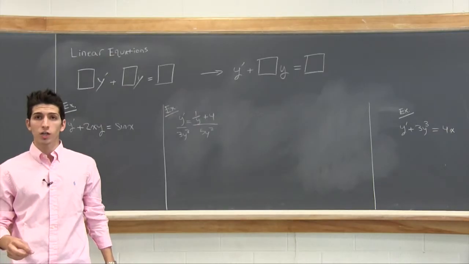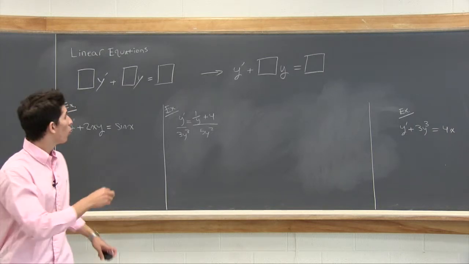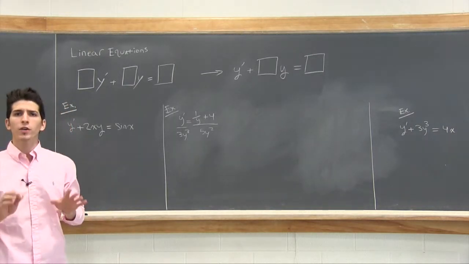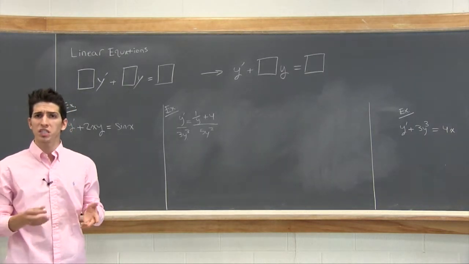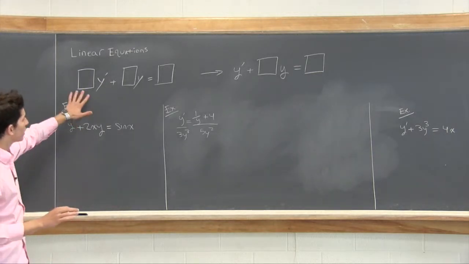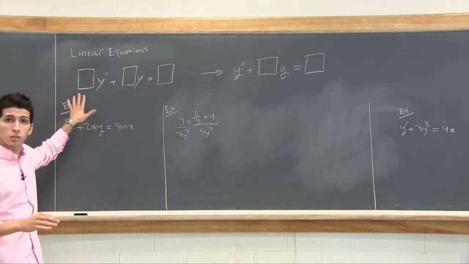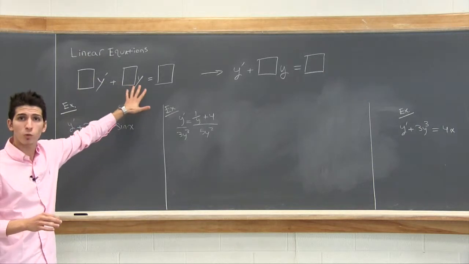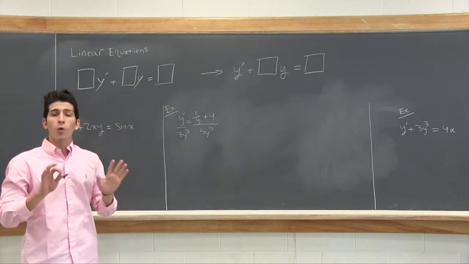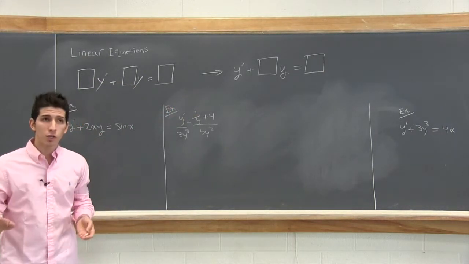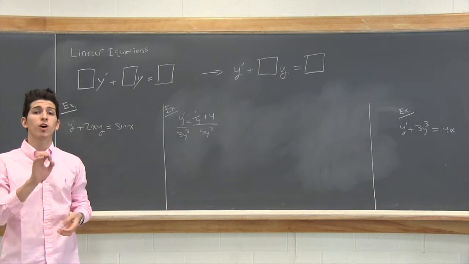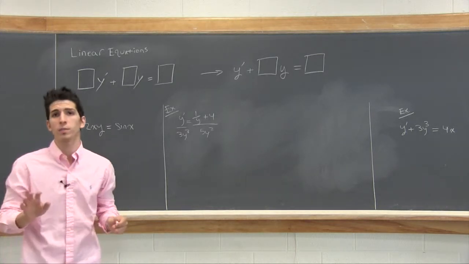Let's start our discussion about differential equations with linear differential equations. So how can you tell if an equation is linear or not? Well, if it's linear, then it can be written in this form: box times y prime plus box times y equals box, where box can be any function in terms of t or x or whatever your independent variable is.